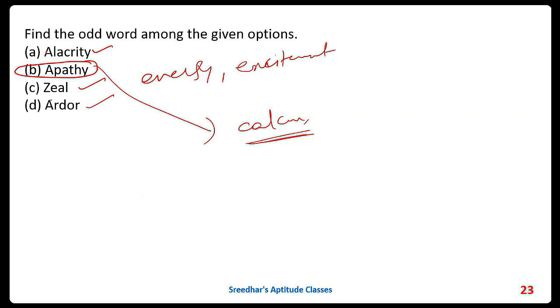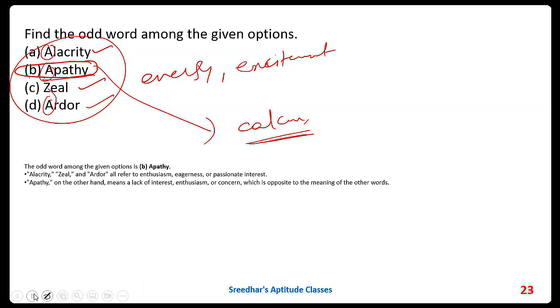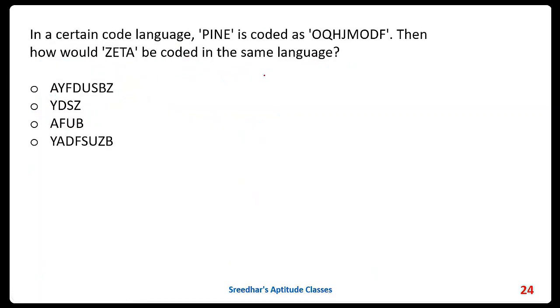You can't say A, B, D are starting with vowel A, rest is no, that can't be the one. You have to go by the meaning of the words. Alacrity, zeal, order gives the same meaning, whereas apathy is different. It is quite opposite to them. Okay, right. But apathy is the answer. But I don't know whether this is part of abstract reasoning or verbal ability, but yes. Here is the next question from coding and decoding.